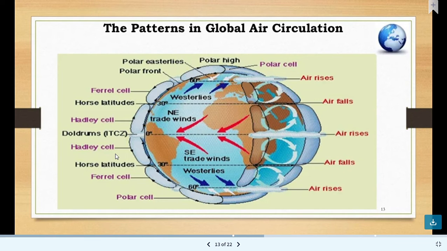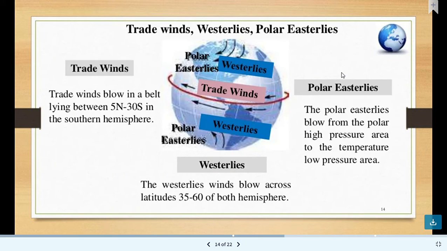Patterns in global air circulation. The polar easterlies, polar high, polar cell, air rises, air falls, air rises, air falls, and air rises. Ferrel cell, horse latitudes, Hadley cell, doldrums, Hadley cell, horse latitudes, and so on. The patterns in global air circulation: trade winds, westerlies, polar easterlies.